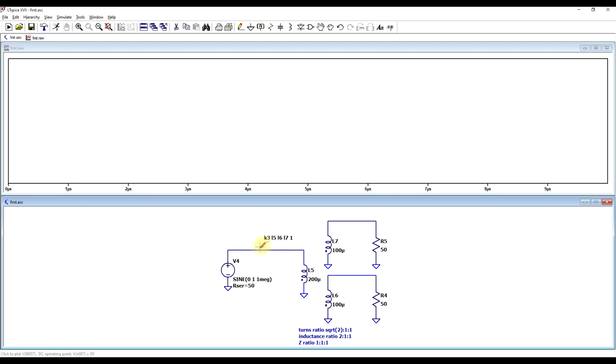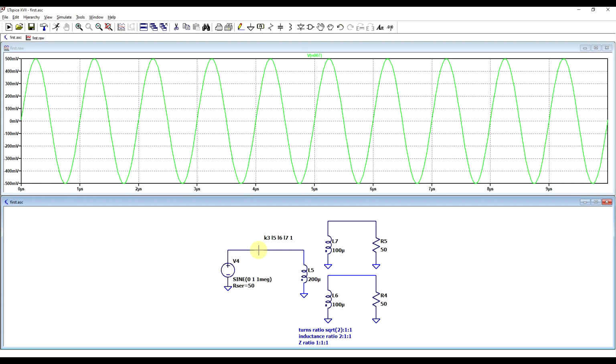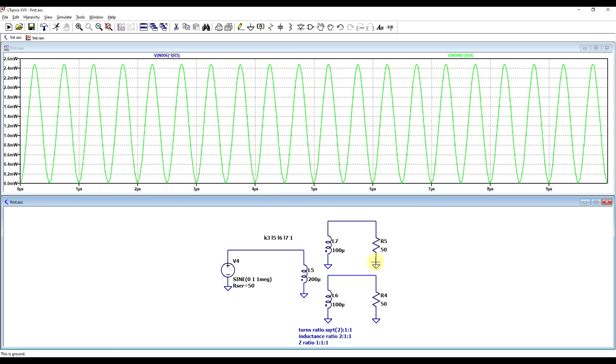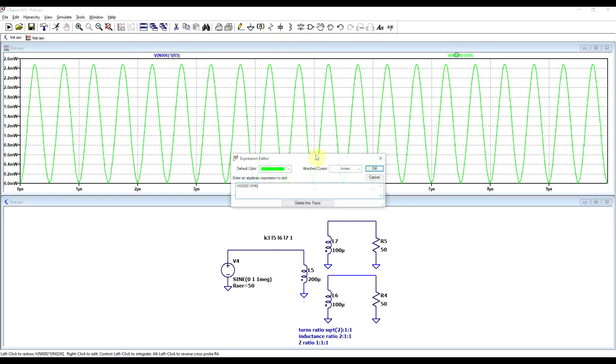So if we run this and check it, first of all, the signal coming out of the signal source is 500 millivolt peaks, so that's good. But now if we look at the power delivered to the load, we see we have 2.5 milliwatts. But that is not a problem, because we have two loads, both receiving 2.5 milliwatts, and we can simply work out what the sum of this is.